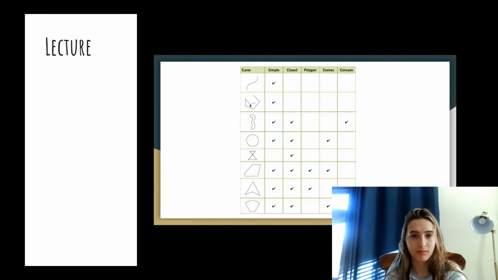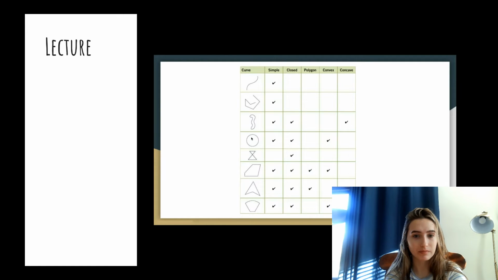Let's look at this figure. This figure is simple, but it is not closed. Therefore, it is not a polygon, convex, or concave. Let's look at this figure. It is simple and closed, but it is not a polygon, it is not convex, but it is concave.